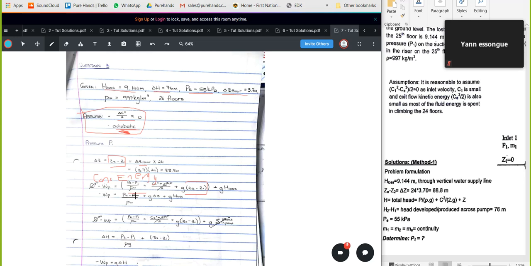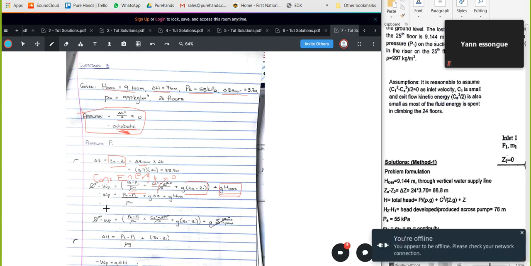P2 minus P1 over rho, this whole thing is zero because we assume it to be zero. And then we have plus g(Z2 minus Z1) plus g H loss, right? So you need to account for the head loss in the system, because this is about energy balance. This is zero. We're left with this formula here.